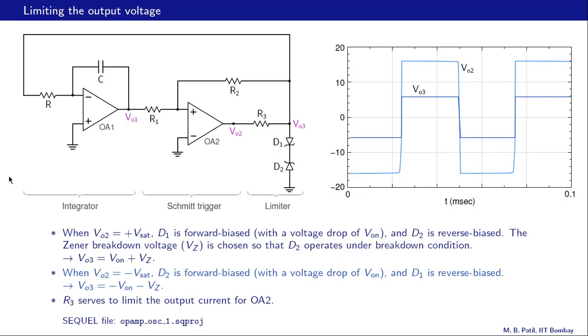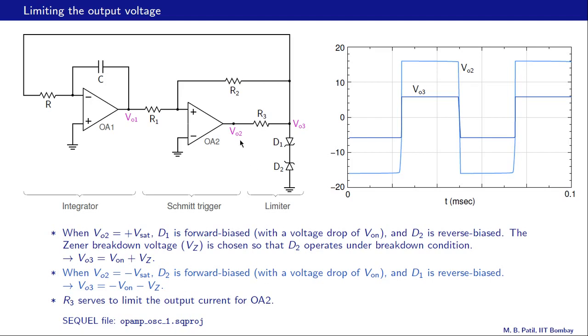Sometimes we are interested in limiting the output voltage that is produced by this Schmitt trigger, which we call VO2 in our previous slide, and that can be done using this Zener pair. And we have looked at this Zener pair and seen how it works as a voltage limiter when we were talking about diodes.